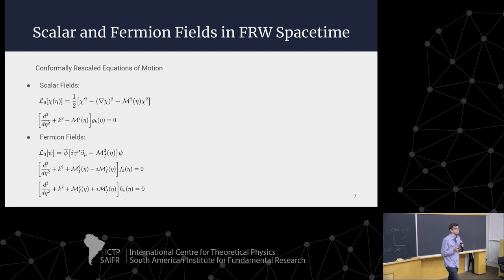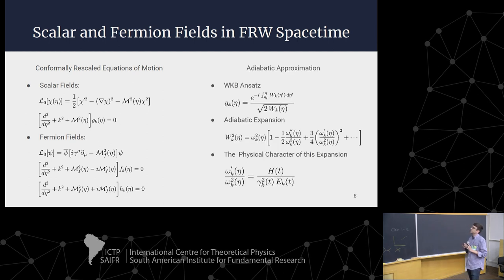Similar story for the fermion fields. If you write the conformally rescaled version of them, all the time dependence gets lumped into this effective mass term. The spatial part remains just Fourier transforms, but now these spinorial mode functions have to satisfy these differential equations. Okay, so solving these is difficult. For various cosmological epochs, they can be solved exactly in terms of parabolic cylinder functions, et cetera. But I would like to avoid all that.